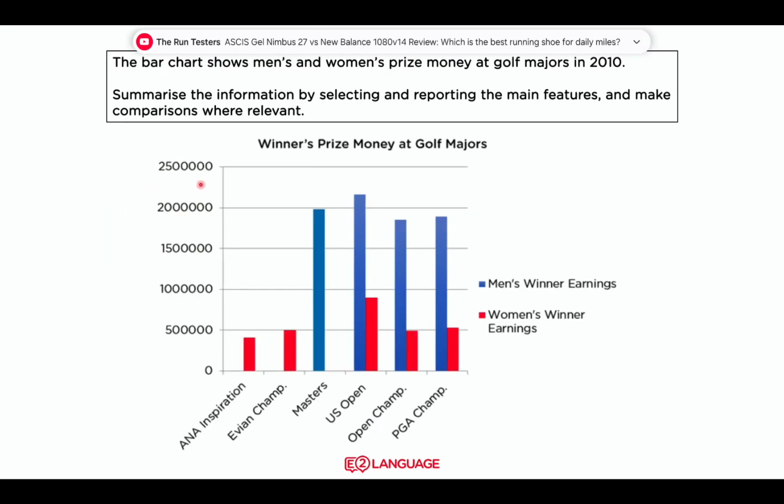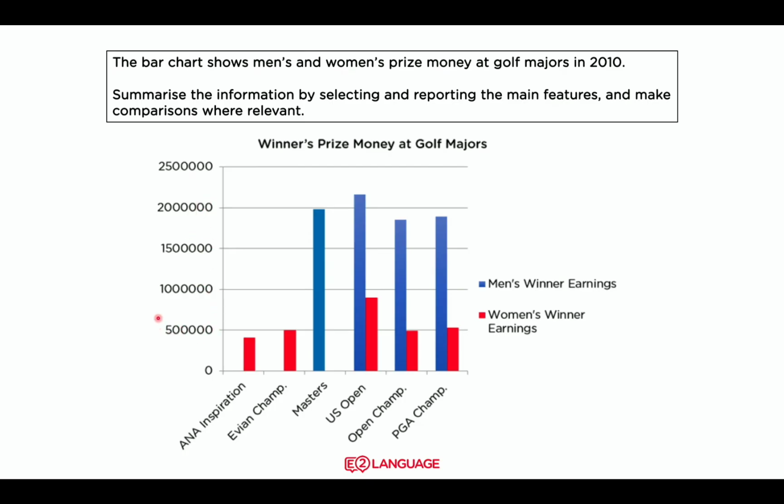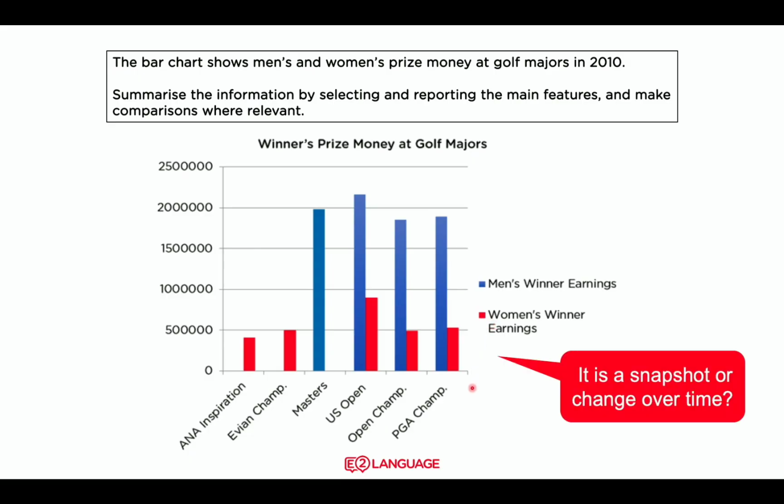So let's start with a look at the axes and the heading. It says winners, prize money at golf majors. And then we've got down the side here, the money. So 500,000, 1 million, 1.5, 2 million, $2.5 million. Along the bottom, we've got the golf majors or the golf championships. So ANA, Evian, Masters, US Open, PGA. And the two bars in the chart, there's blue, which is the men's winner earnings, and the red, which is women.